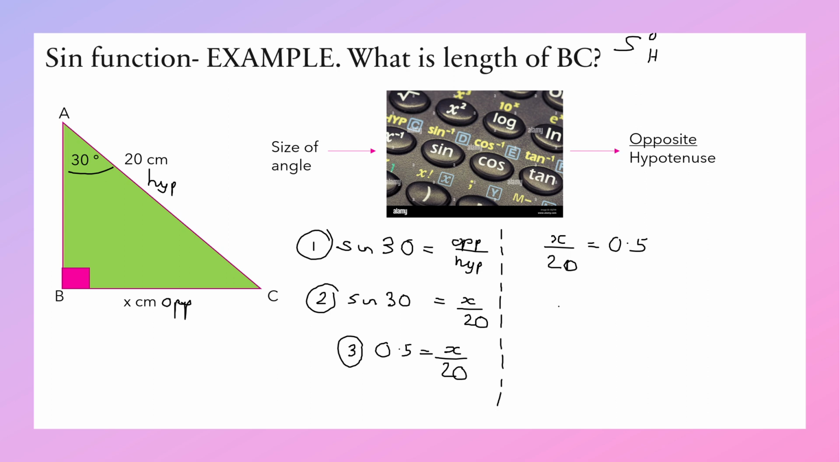How do you think I get to x? Well, I times both sides by 20, and I should get x equals 10. So I know that I've done it correctly because my opposite side is less than my hypotenuse. Remember, hypotenuse is the longest side in a triangle.